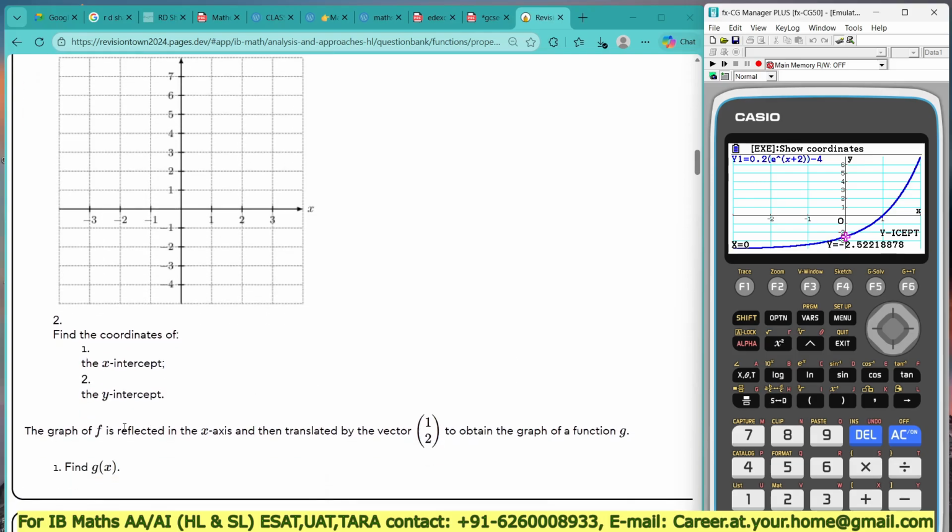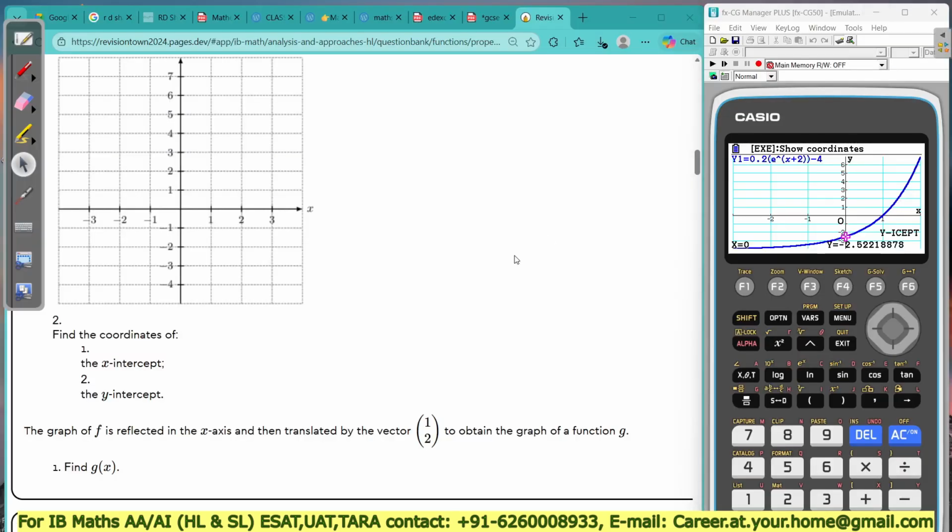Okay. Now the graph of f is reflected in the x-axis and then translated by the vector (1, 2) to obtain the graph of a function g. Find g of x. It means we have to find the expression for g(x). Can you try this?